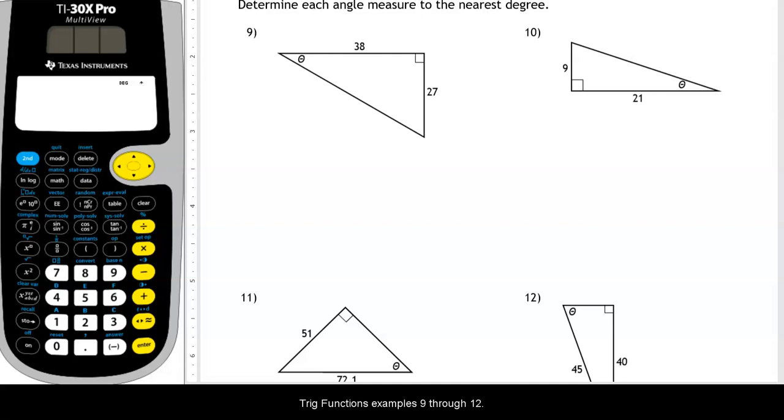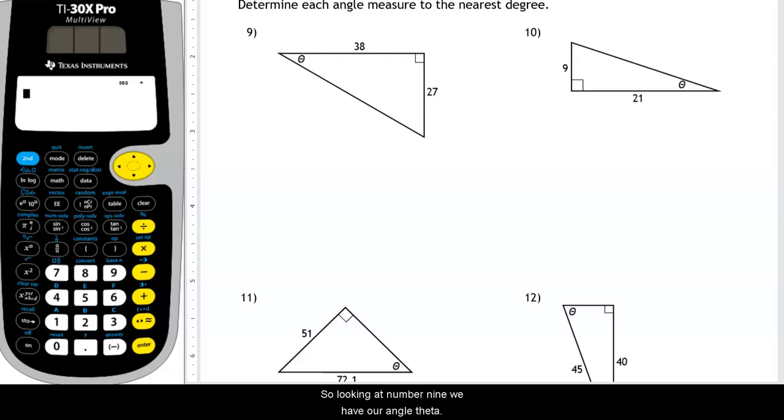Trig functions, examples 9 through 12. For these, similar to our last set of examples, we're going to be finding our angle measure to the nearest degree, but instead of putting in a decimal, we're going to be putting in the ratio of the sides.